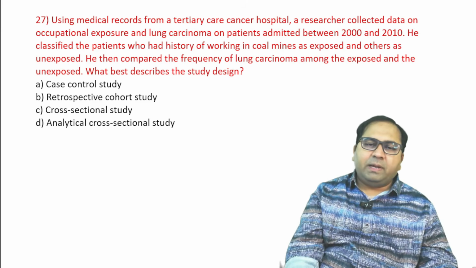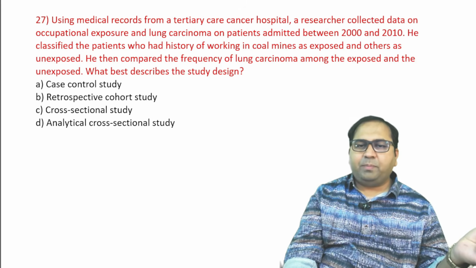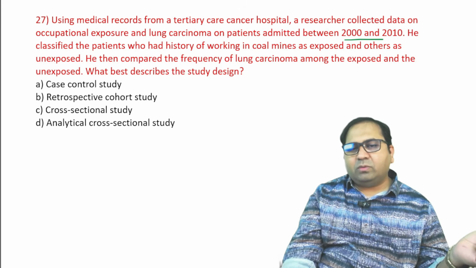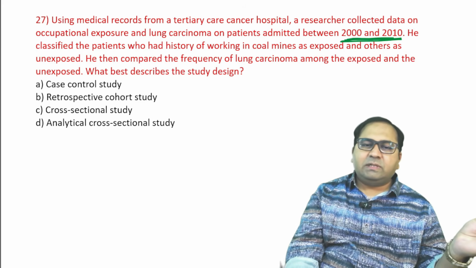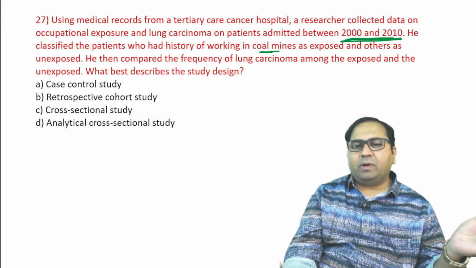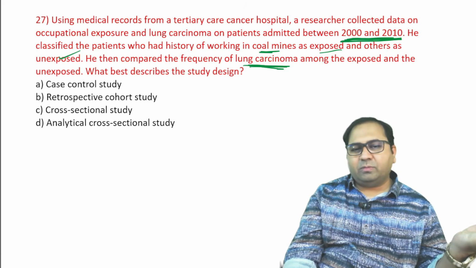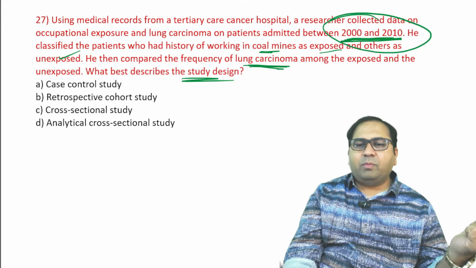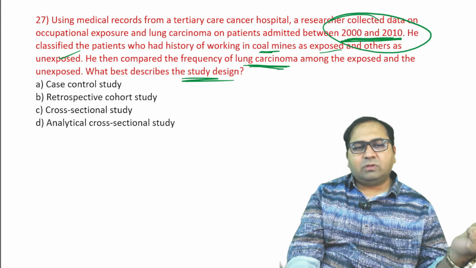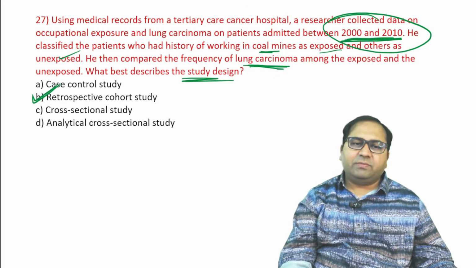Next question. Using medical records from a tertiary care cancer center, a researcher collected data on occupational exposure and lung carcinoma on patients admitted between 2000 and 2010. The researcher is going back. So he classified the patients who had the history of working in coal mines, coal worker pneumoconiosis as exposed and others as unexposed. He then compared the frequency of lung carcinoma among the exposed and also the unexposed. So what best describes the study design? It is easy. He went back retrospectively. So it is a retrospective type of cohort study. Please remember this type of question and also the answer.